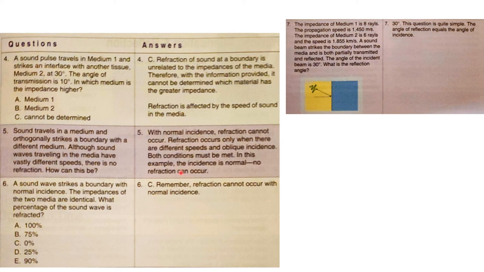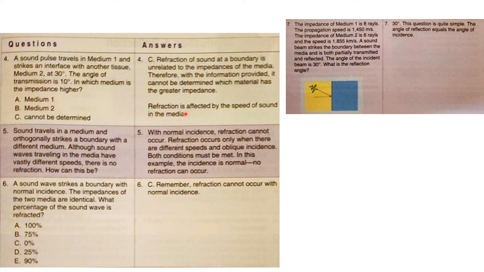Oh, here are some more questions dealing with that. Let's see, here's a picture, medium one and medium two. So a sound pulse travels in medium one and strikes an interface with another tissue, medium two, at 30 degrees. The angle of transmission is 10%. In which medium is the impedance higher? Well, refraction happens at a boundary, but it's not related to the impedance of the media. Therefore, given the information provided, you cannot determine which medium has a greater impedance.